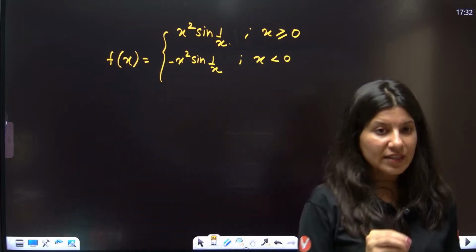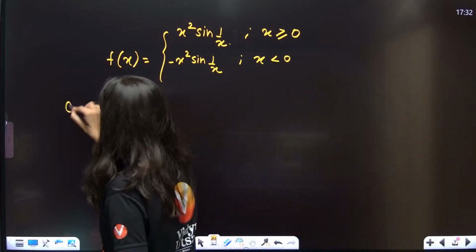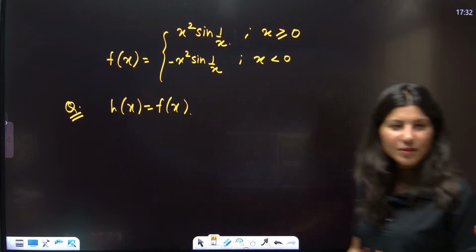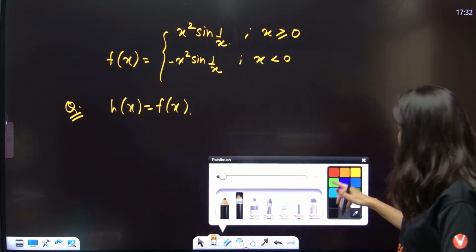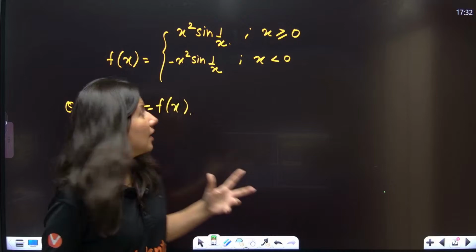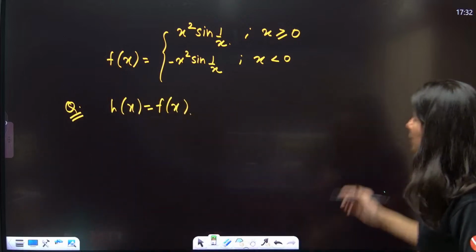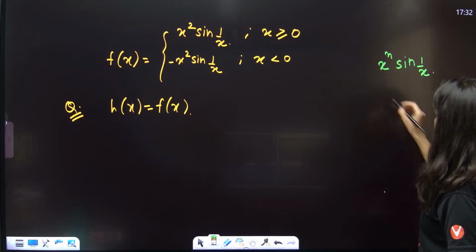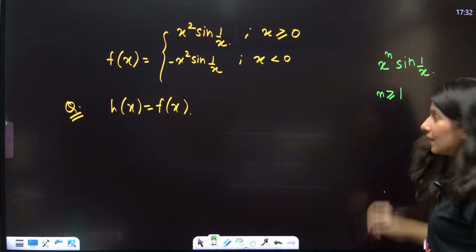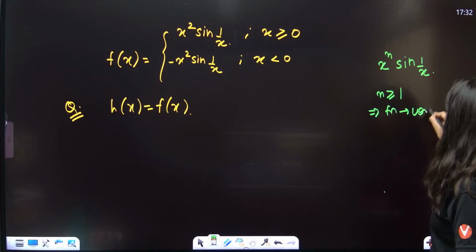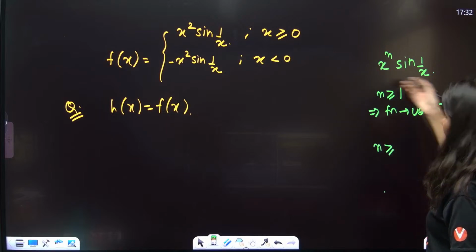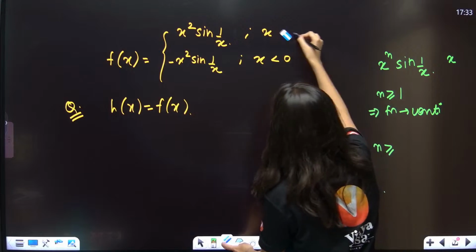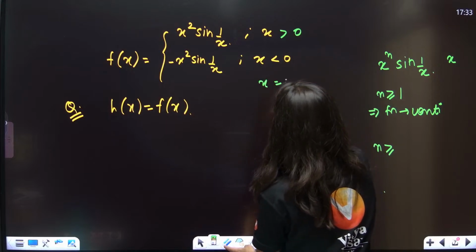We are looking for whether my fx is differentiable or not. Okay, Q option, where hx is coming out as f of x. Is this function differentiable or not? Although, let me tell you, you should remember this fact. If there is a very popular function x power n sine 1 by x, and if n is greater than or equal to 1, then the function will be continuous, sorry, this is strictly greater, and at x equal to 0 you are getting a 0.